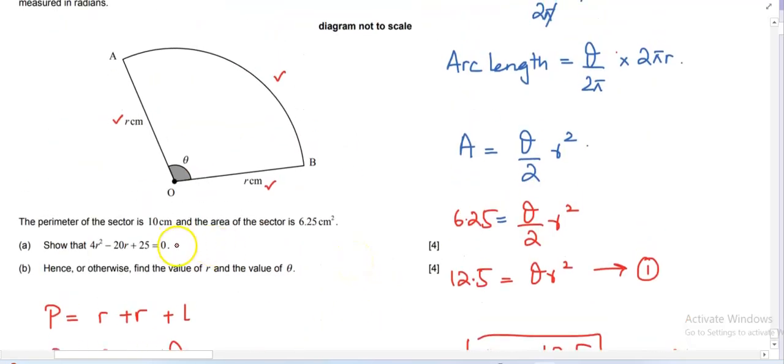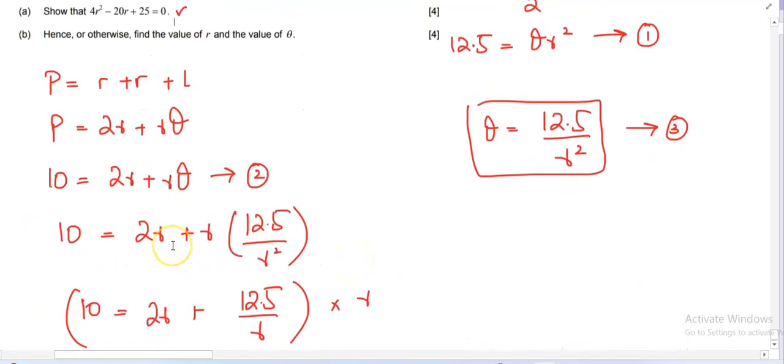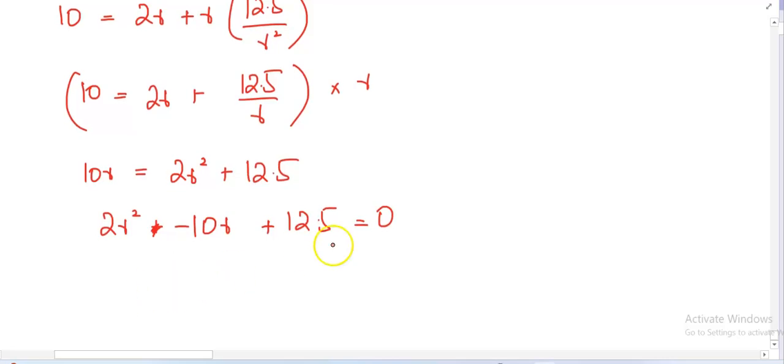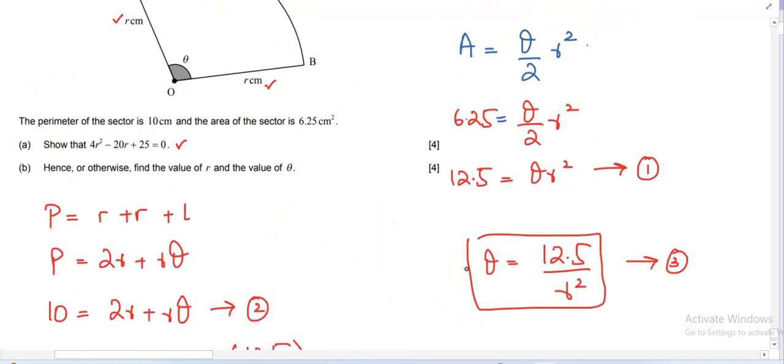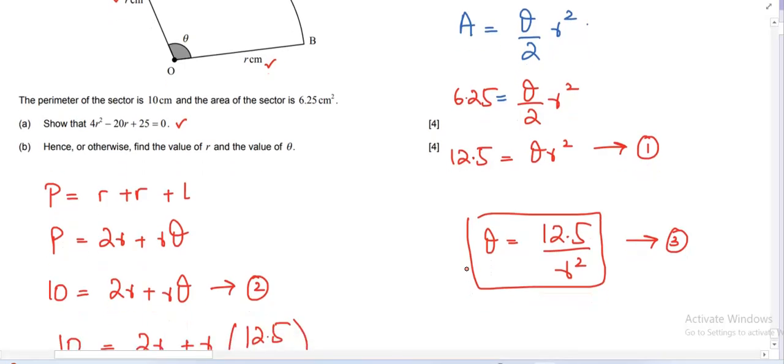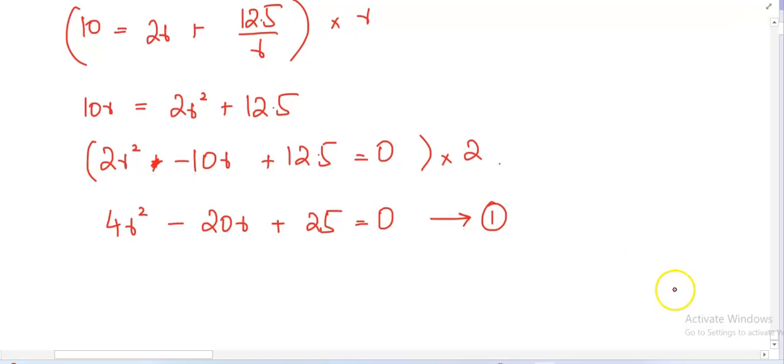But if I look at the original equation, we need to have 4. Is there a way we can make that 4? Yes, if we multiply the whole equation by 2, it becomes 4r squared minus 20r plus 25 equals 0. So this is what I wanted to prove in the first part. Make sense? Now, based on this, we are supposed to find the value of r and theta in part B.